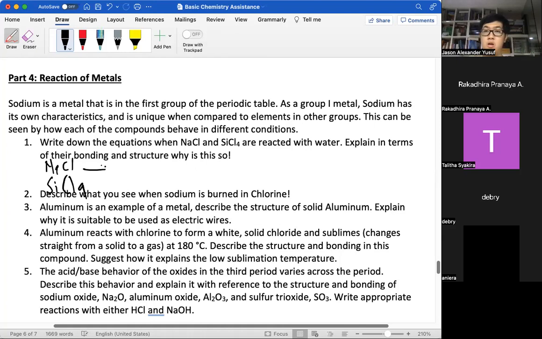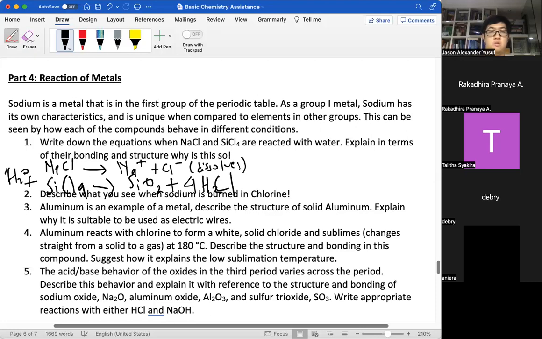So that means if we were to dissolve the NaCl in water, it will not react at all. It will just dissolve. And for the SiCl4, what will happen to it? For this one, it will react to form SiO2 plus 4HCl. So this is 2.